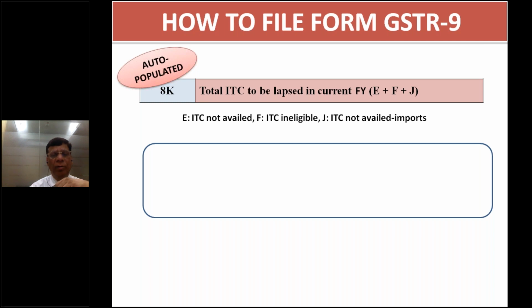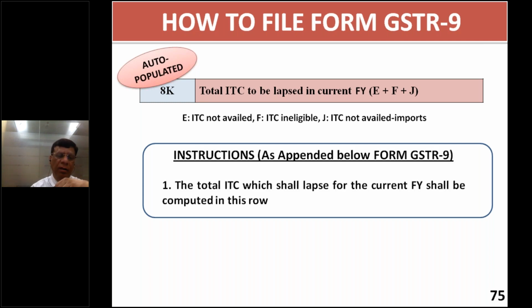8K will be auto-populated, that is the total ITC to be lapsed in the current financial year: E plus F plus J. E stands for ITC not availed, F stands for ITC ineligible, and J stands for ITC not availed on imports. The total ITC which shall lapse for the current financial year shall be computed in this row. So if your 8K is containing certain information, lawmakers will be happy.